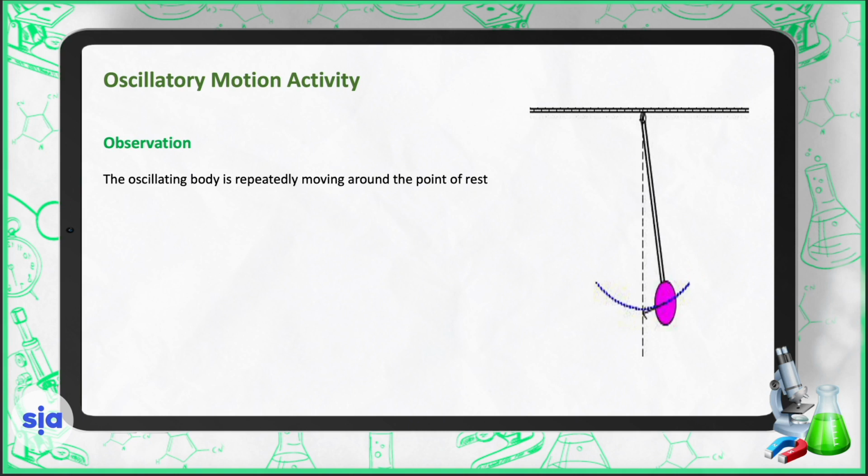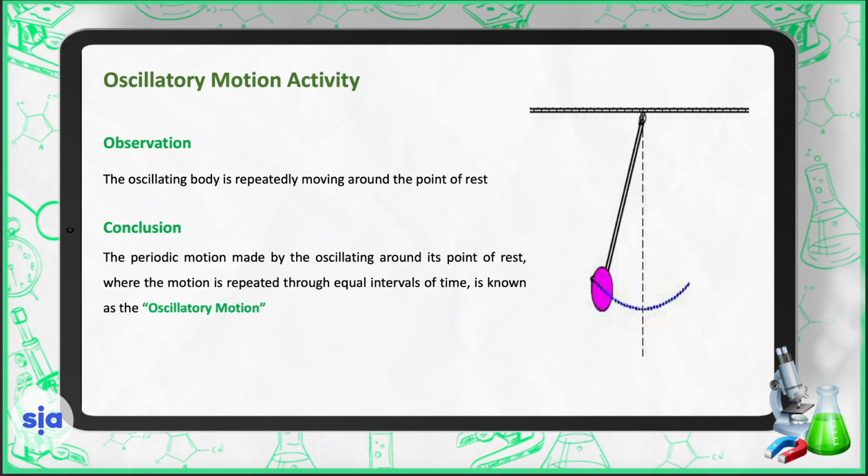What will be the observation? The oscillating body is repeatedly moving around a point of rest. The periodic motion made by the oscillating body around its point of rest, where the motion is repeated through equal intervals of time, is known as the oscillatory motion.